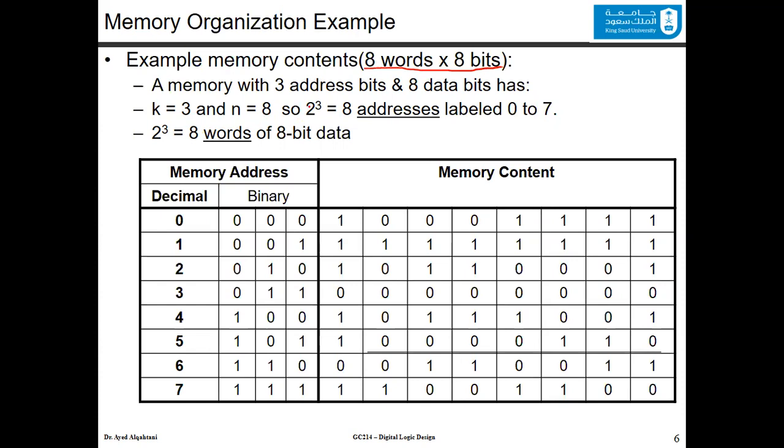equal to 8. So we have 2 to the power of 3, which equals 8 different addresses labeled from 0 to 7 in this table, as you can see, from 0 to 7, in binary from 000 to 111. This is the memory address. Now, since we have 8 bits, which is represented with n, it means that in each location that is addressed by this address line, for example, the location number 0 has this data, which is 8 bits, as you can see.